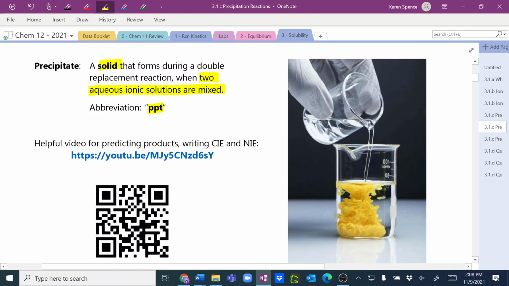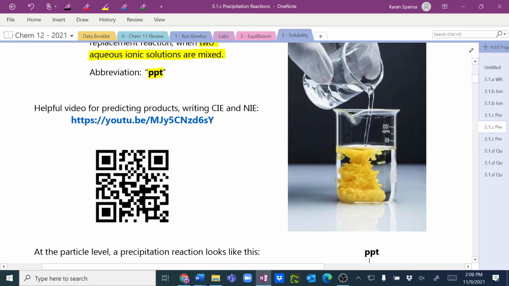I've included a video here so that if you are reviewing this concept later, or if you want a little bit of extra help while you're doing it right now, Tyler doesn't do complete ionic and net ionic equations, but Melissa Maribel does. She's another one who has a lot of videos just really presenting you with clear ways of solving problems. So that's available here. And there's also a QR code that you can access to go to that video.